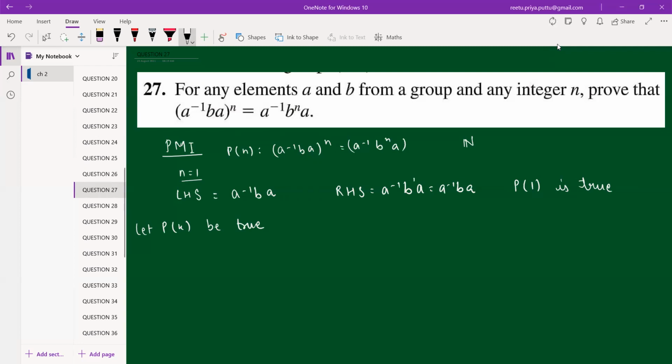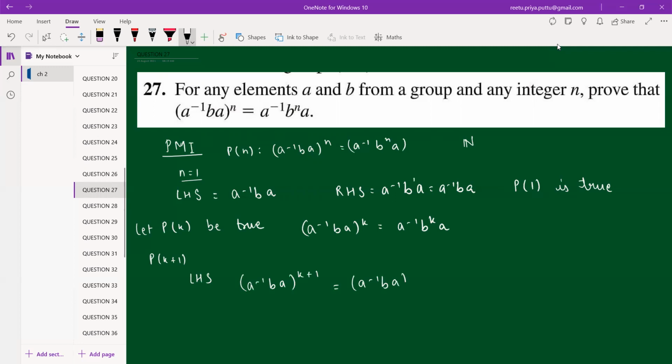So PK being true will give us (A inverse BA) whole to the power K is equal to A inverse B to the power K A. Now we will consider PK plus 1. So for LHS we are going and we will show it equals RHS. So it will be (A inverse BA) to the power K plus 1.